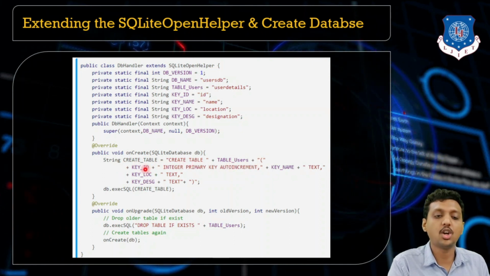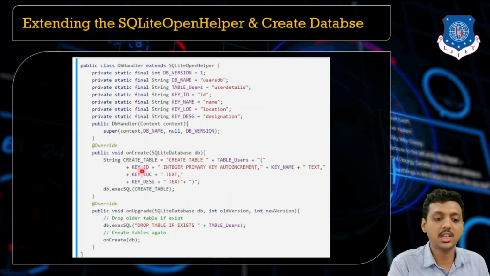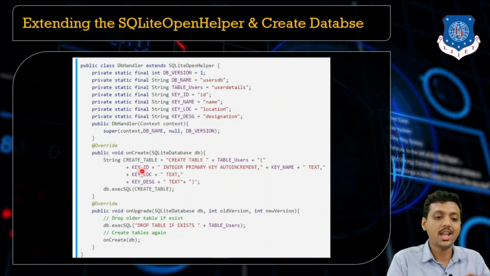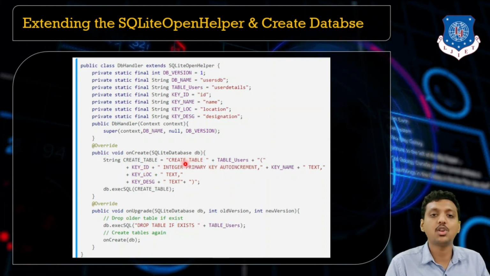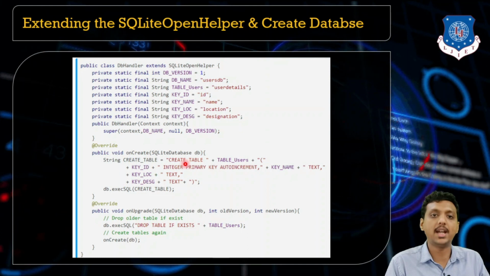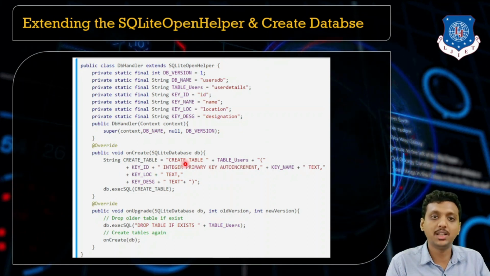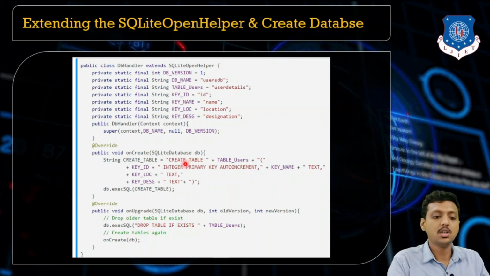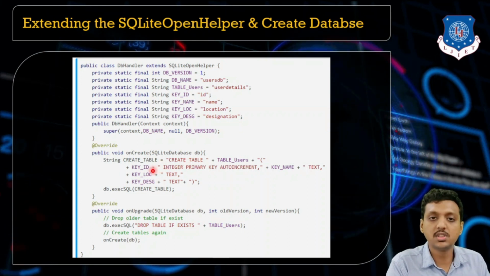Then you need to pass all the columns. Like the first column is KEY_ID. See, this is Java. KEY_ID is also a string, and createTable is also a string. So whenever you try to append a string with a string variable, you just have to use the plus sign to concatenate both the variables. Fine. So here I just use the plus sign.